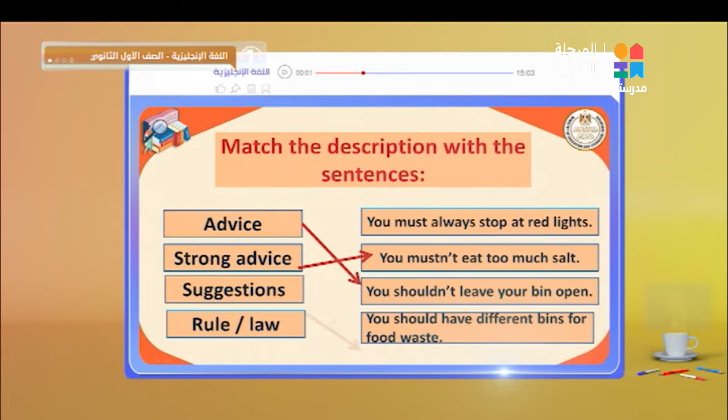What about suggestion? You should have different bins for food waste. So when we have food waste, we should separate the waste into separate bins. So it's a suggestion here. So we use should, again, for advice or for suggestion or for opinion. What about the last one? Yes, of course, it expresses a law or rule. So we say you must always stop at red lights. This is a rule. This is a law that you stop at the red lights.